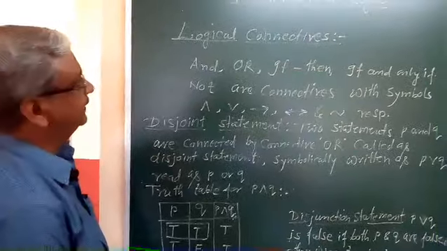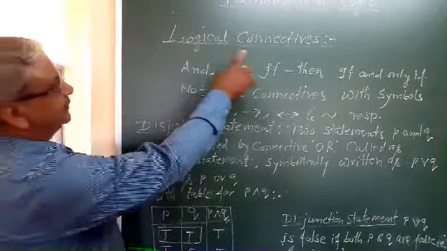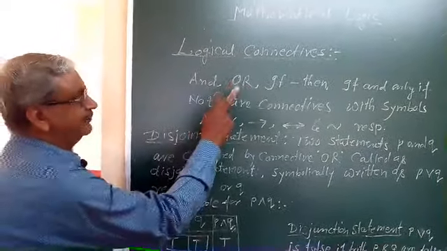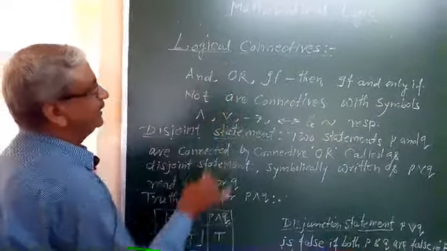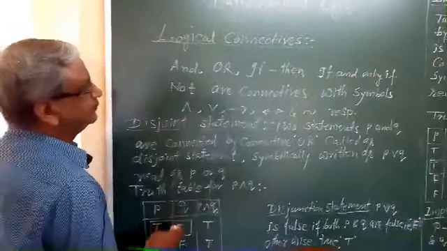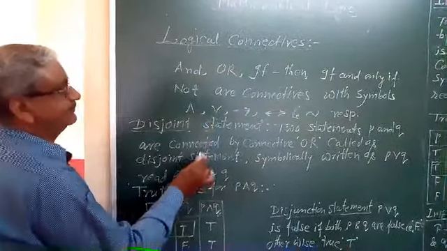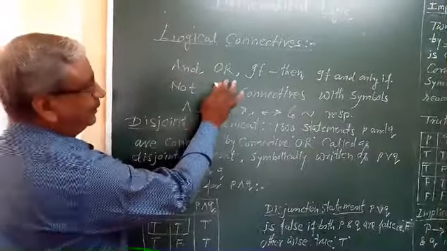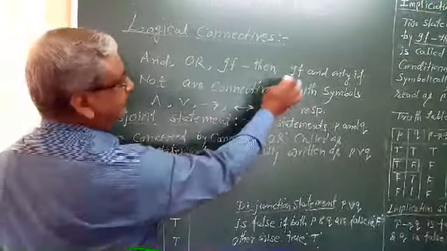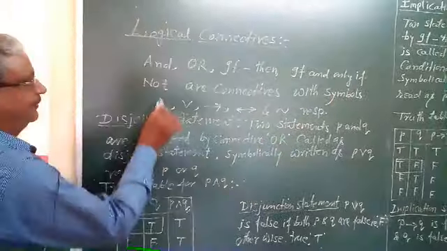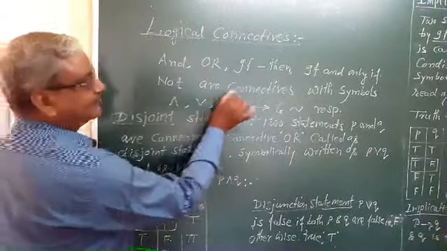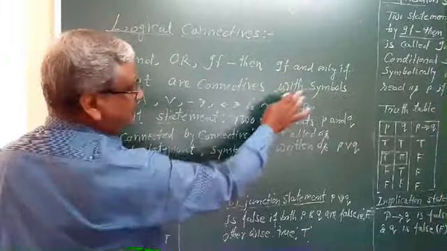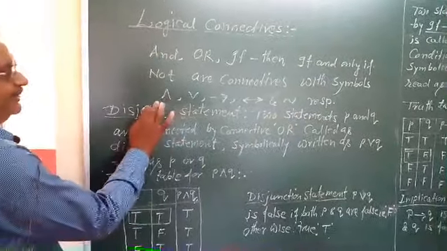In the last lecture, we have seen about the logical connectives. So, what are the logical connectives that we have seen? We have defined the logical connectives. Again, we refer here the words like and, or, if then, if and only if, not, are called connectives, and here the corresponding symbols are given.